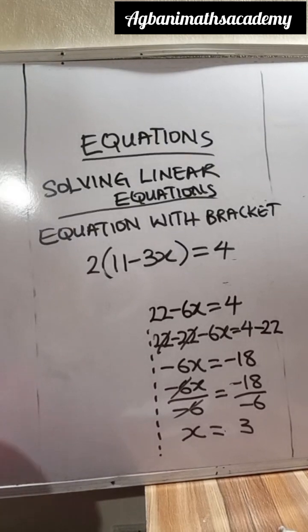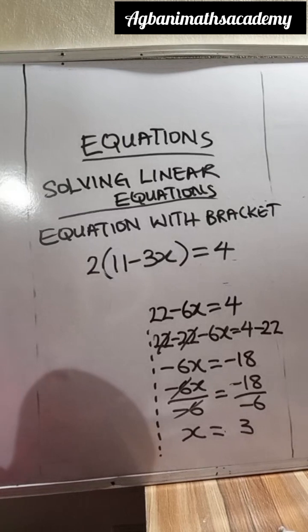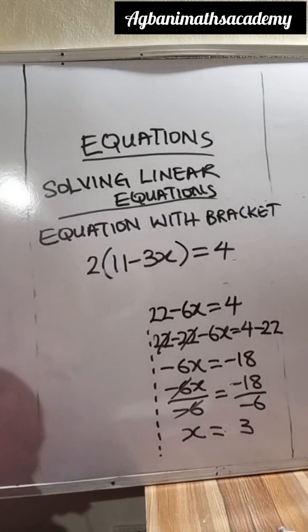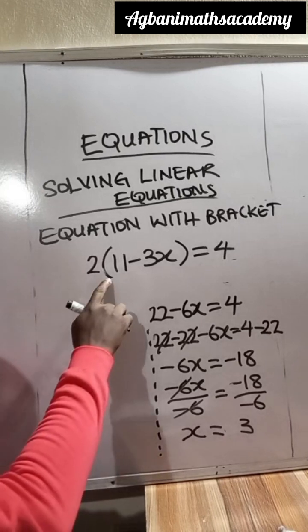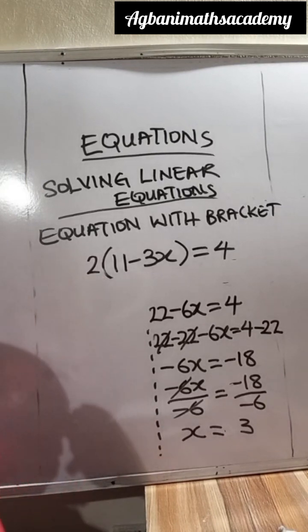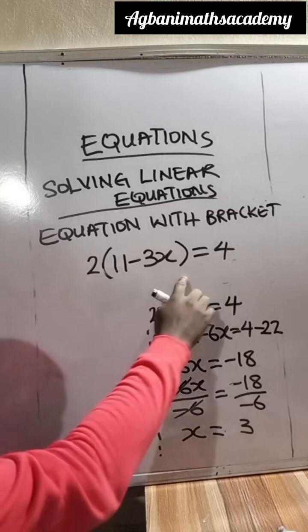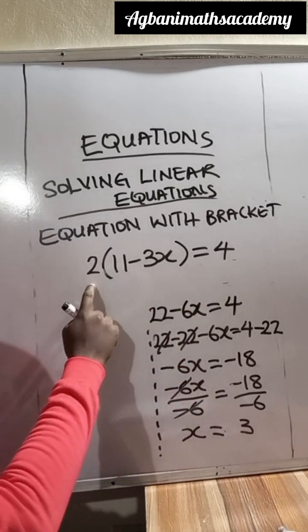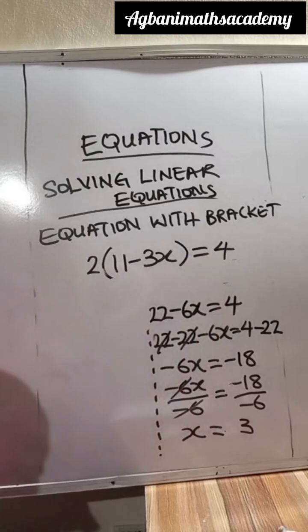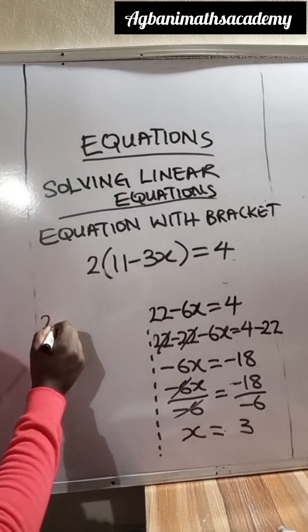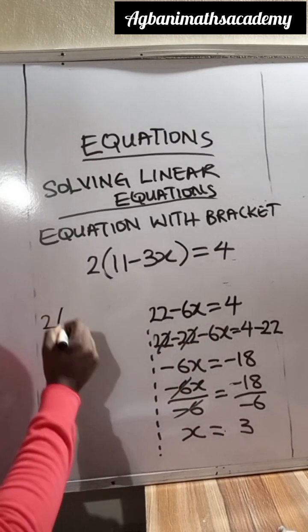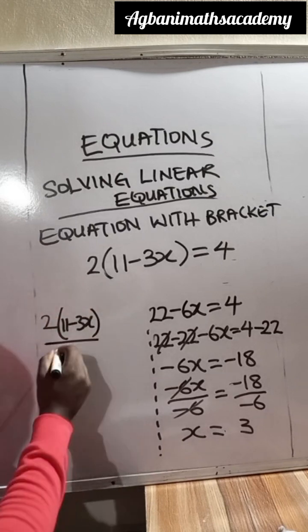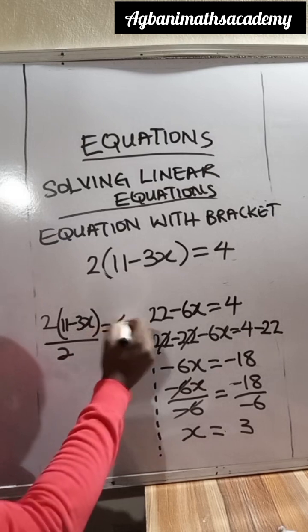So let's see the other method that was suggested. So the other method says, in order to solve this, the first thing we need to do is divide by 2, so that these 2 will cancel out. And when you divide the left by 2, you also divide the right by 2. So we're going to have 2 into bracket 11 minus 3x all over 2 is equal to 4 all over 2.